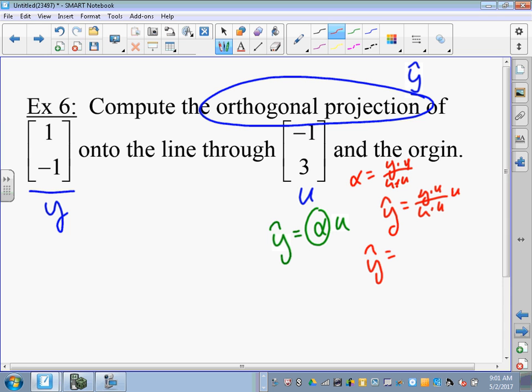What is y dot u? What's the dot product of y and u? Right. -1 minus 3, or -4.